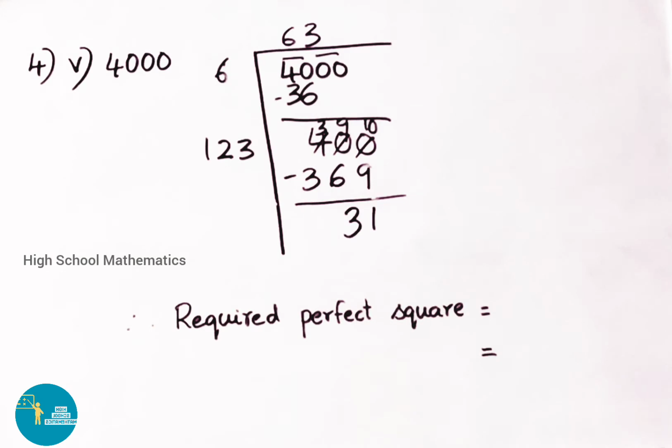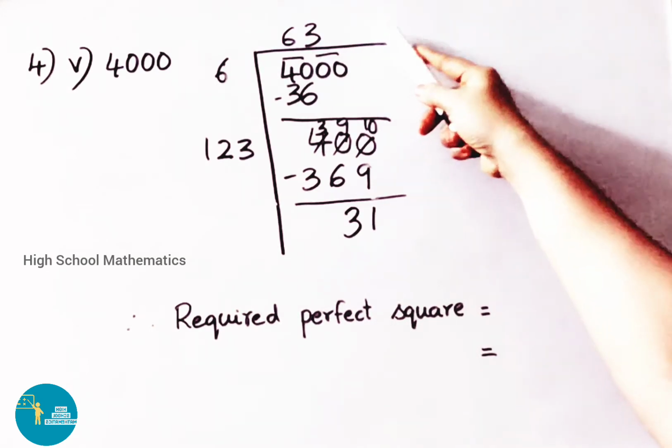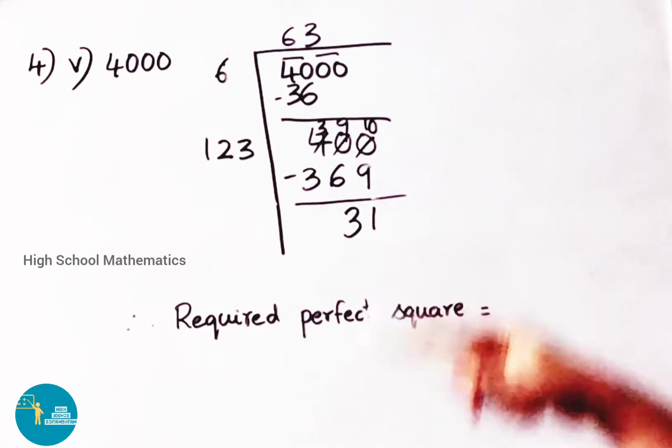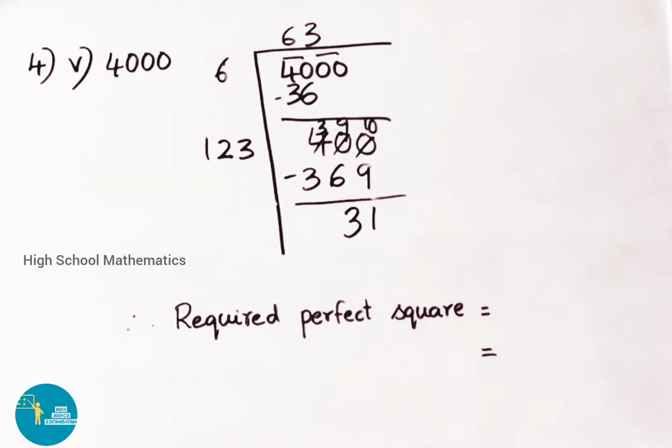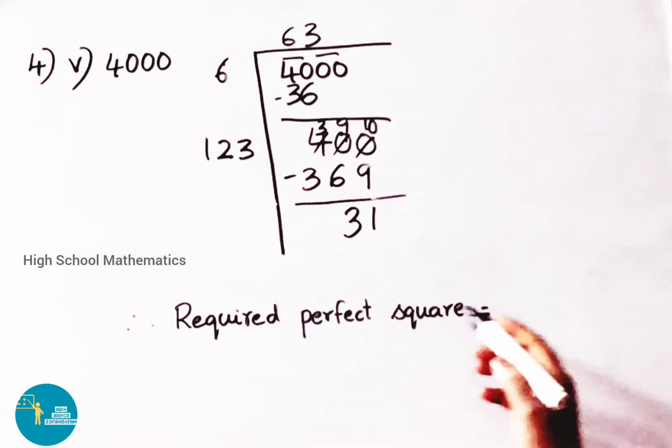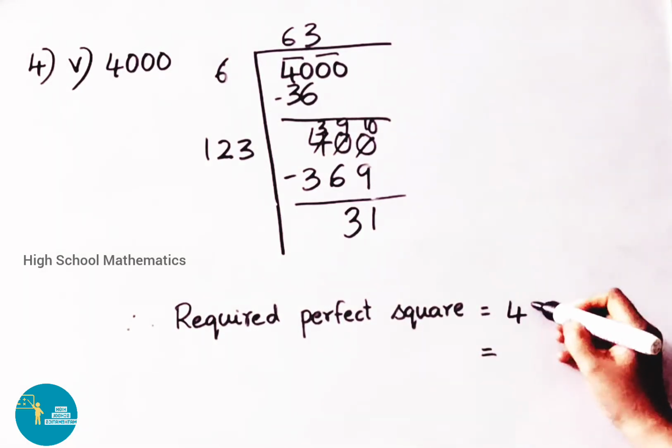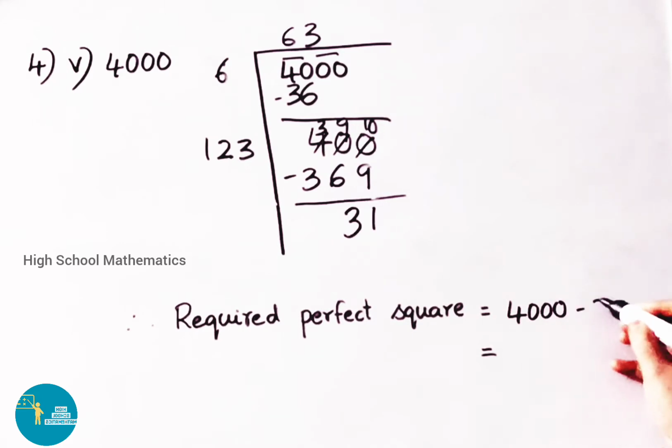Clearly we can understand that the square of 63 is less than 4000 by 31. So we have to subtract this 31 from 4000 so that we get a perfect square. Therefore the required perfect square equals 4000 minus 31. So let us do the subtraction.